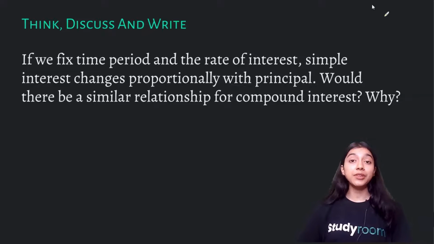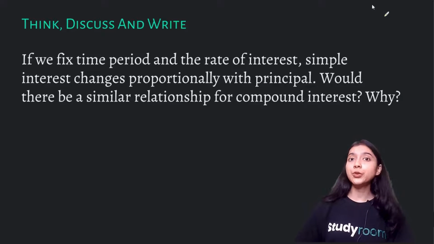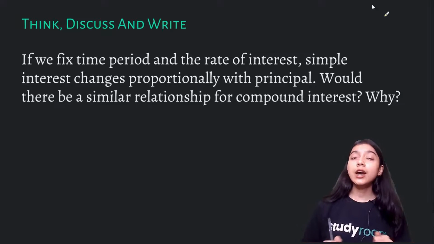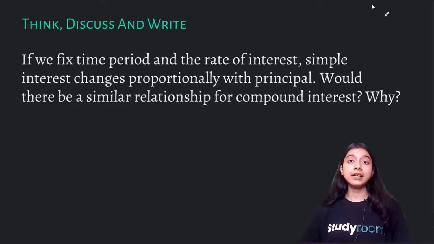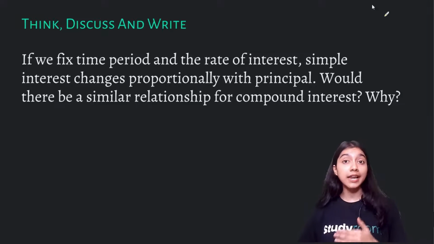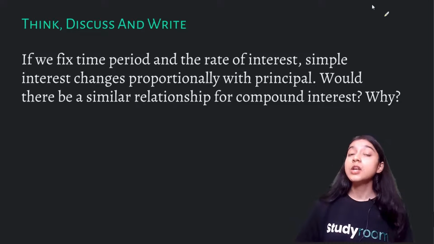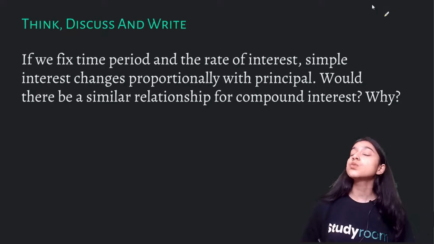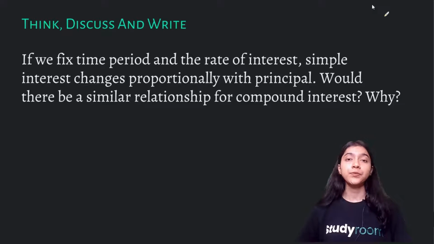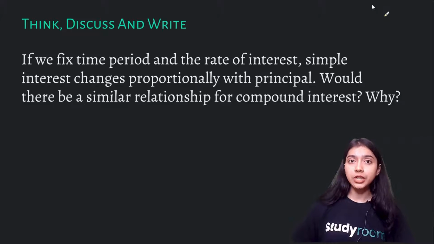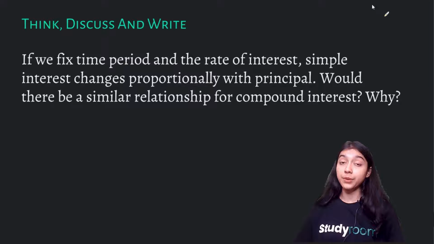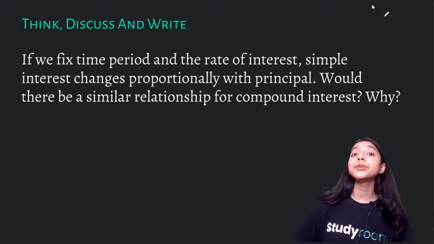Now let's discuss something important. Basically, we have two types of interest. One is simple interest, the other is compound interest. In the previous question, we discussed the relationship of simple interest and compound interest with time. So simple interest was directly proportional with time, but compound interest was not. Over here in this problem, we will observe the change in the simple interest and compound interest with respect to the principal.